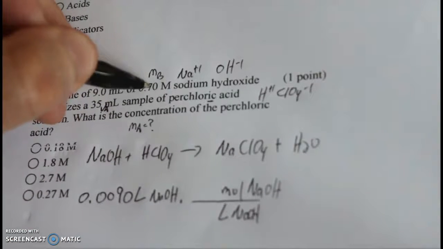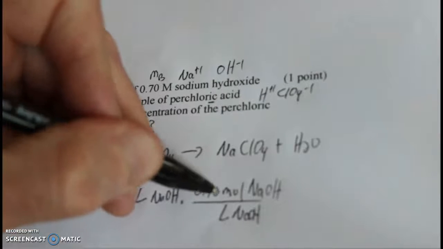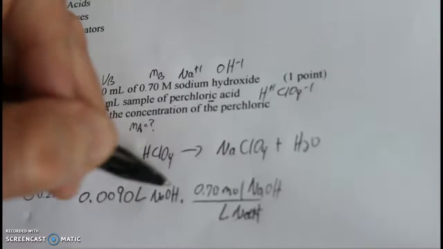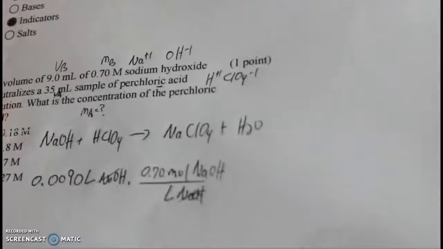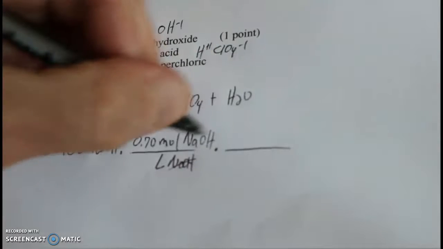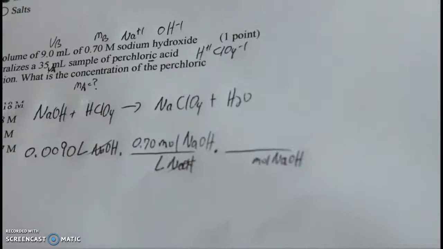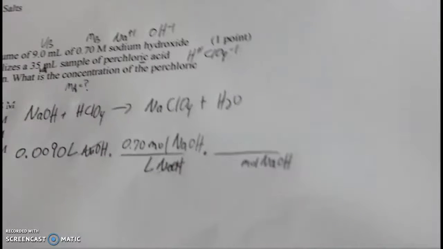So this 0.70 molar sodium hydroxide, that's what goes here. 0.70 moles per liter of sodium hydroxide. So the liters of NaOH cancel out. Now what I have is moles of NaOH, so I could put that on the bottom. And what I'm going to do in this step is the mole ratio.